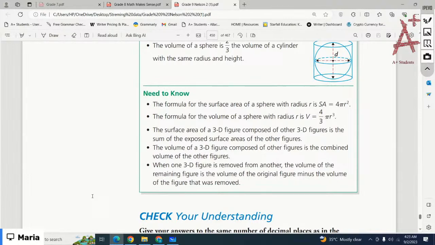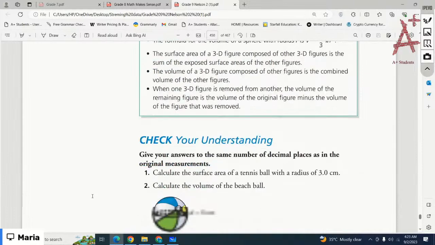The surface area of a 3D figure composed of other 3D figures is the sum of the exposed surface areas of the other figures. The volume of 3D figures composed of the other figures is the combined volume of the other figures. Let's just start with the practice questions.